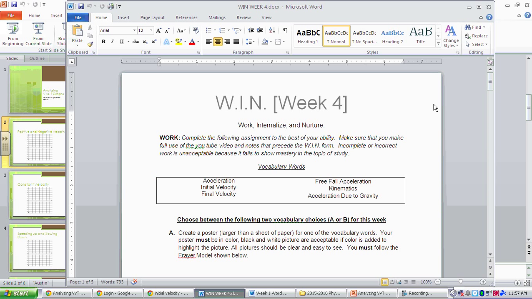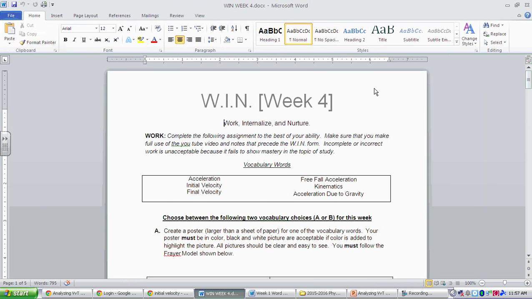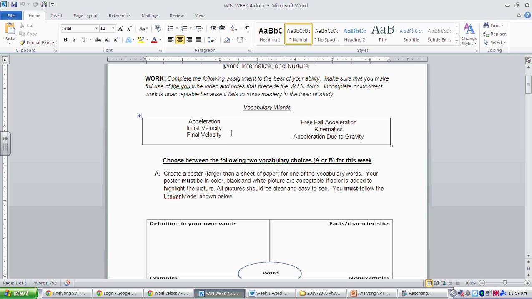If we start, you'll see that in this week's handout for WIN week 4, there are 6 vocabulary words you need to become familiar with: acceleration, initial velocity, final velocity, free fall acceleration, kinematics, and acceleration due to gravity. So 4 new words that deal with our new topic here, which is acceleration, the changing of an object's speed.